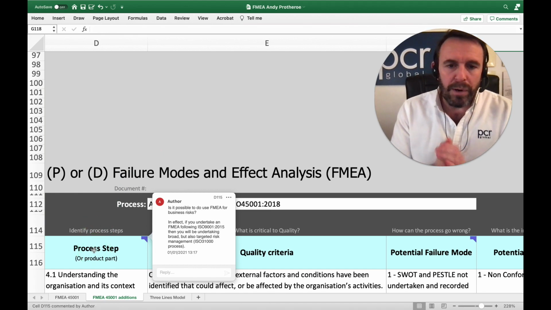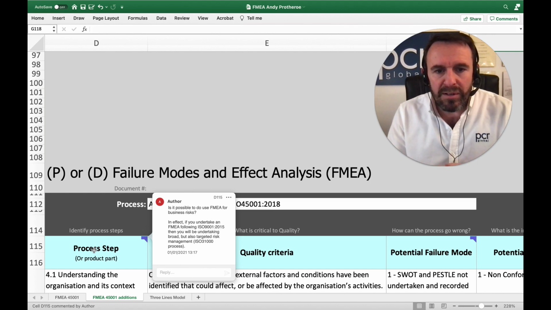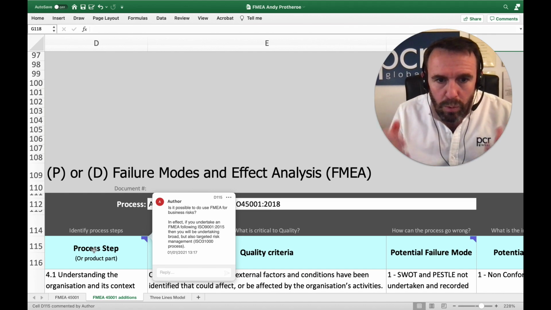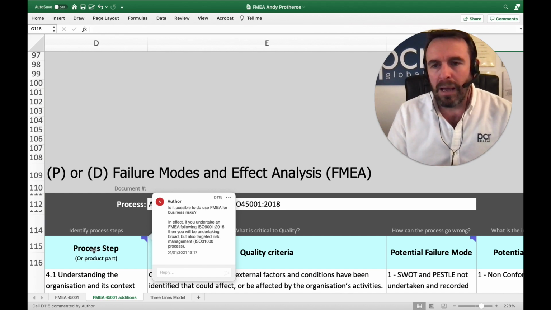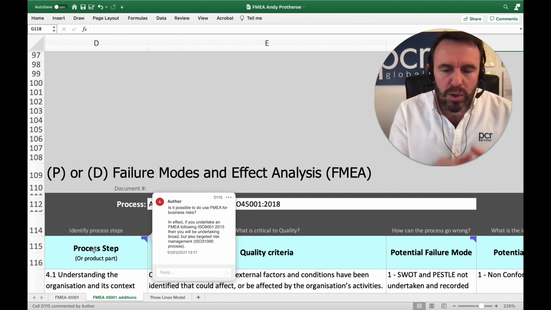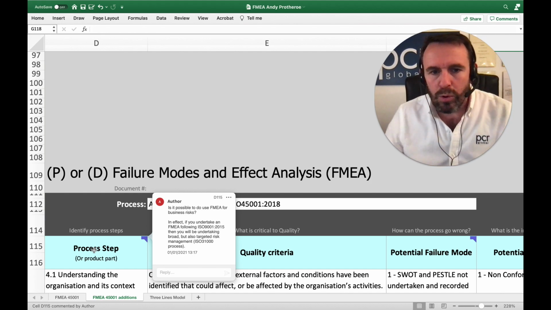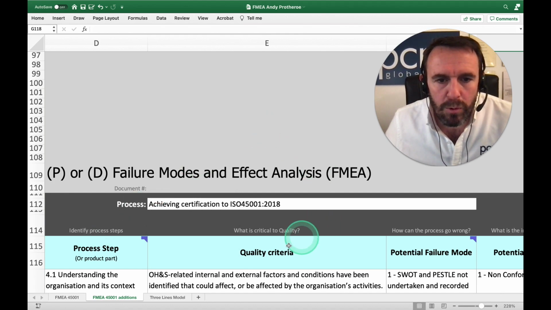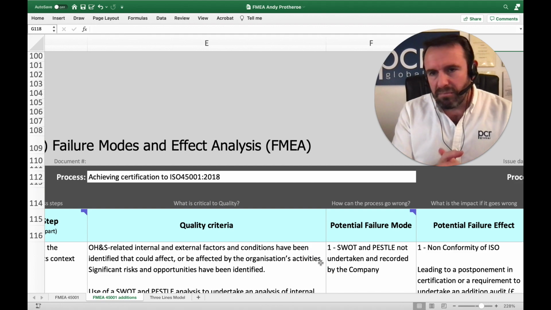First and foremost, what little note have we got here? Is it possible to do an FMEA for business risks? In effect, if you undertake an FMEA following 9001, then you will be undertaking broad but also targeted risk management. So yes, it is. We can do it on anything because, like I'm saying, there are component parts, and we have to meet those parts. Okay, moving across, quality criteria. I've added that in here.